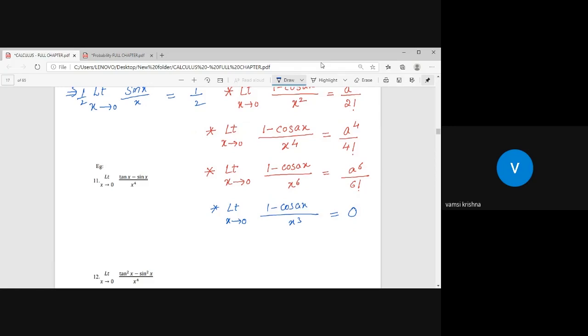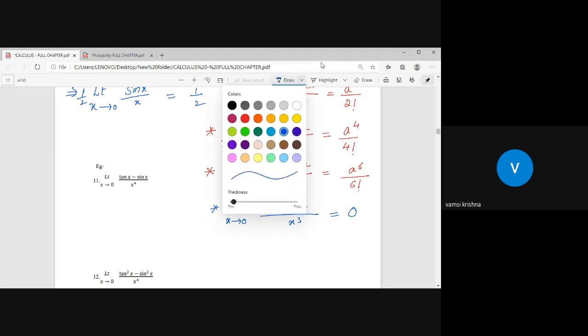Now let us see this question. Limit x tends to 0, tan x minus sin x by x power 4. This is my example question. Now let's evaluate this. When you have tan x first and next sin x, in that case, try to take the maximum common factor from that.